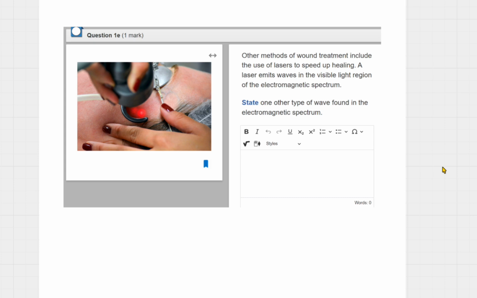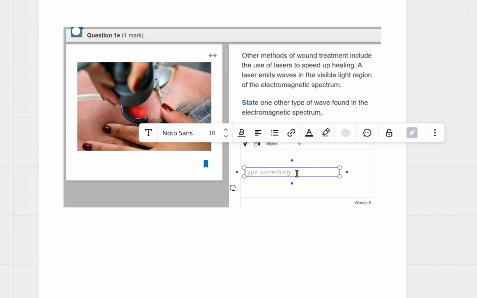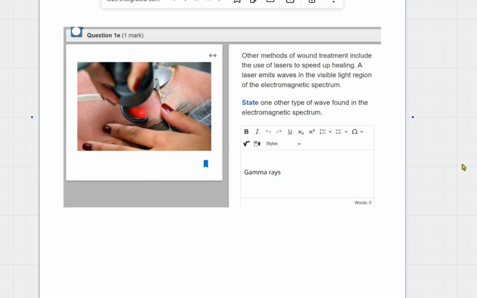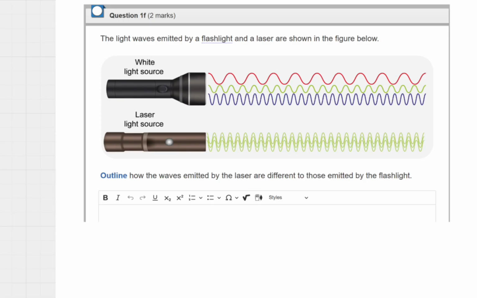So let's just list one of them. You can list any one of these. Let's just write gamma rays. We're done. And that's it for question 1E. Now we have question 1F. This is an interesting question, so let's just read it.